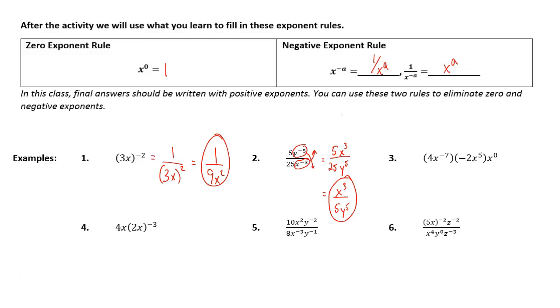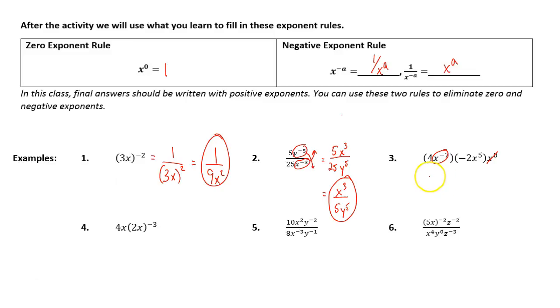Let's go ahead and try this third one together. There's a lot going on here. We have 4x to the negative 7th times negative 2x to the 5th times x to the 0. Now we know x to the 0 is the same as 1. Multiplying times 1 doesn't change the value, so we can ignore that. This negative 7 only applies to the x, so that's going to move to the denominator. A negative 2 does not mean that it moves. Remember the negative exponent rule? It's a negative exponent; 2 is a base. So we don't move that at all. That's going to stay exactly as it is. The only thing I'm going to move is this x to the negative 7th to the denominator.